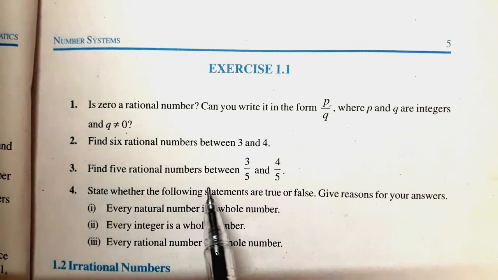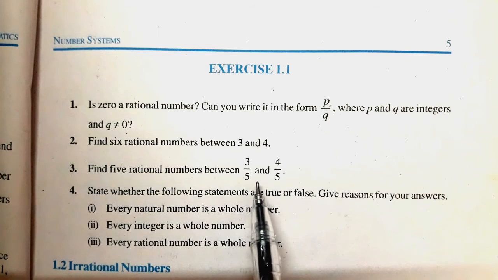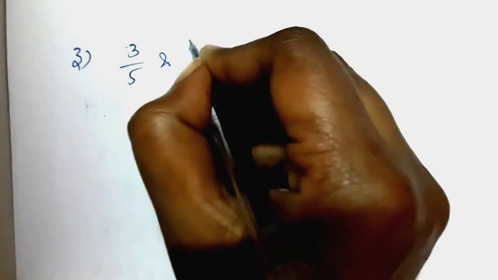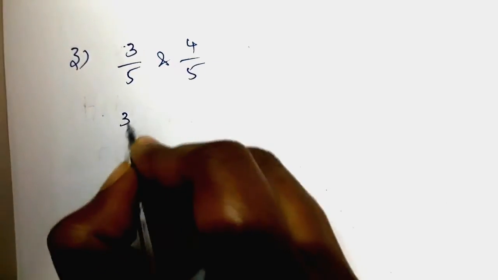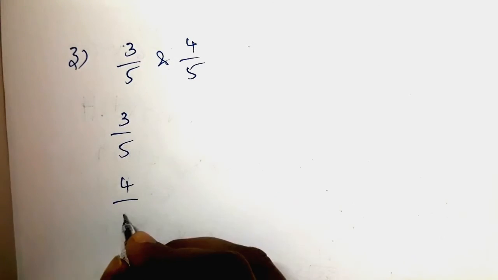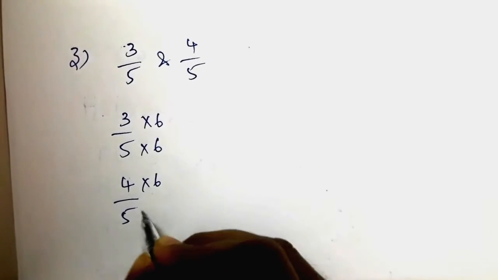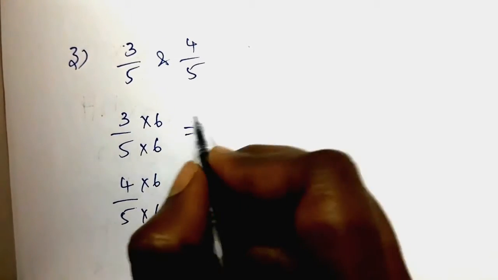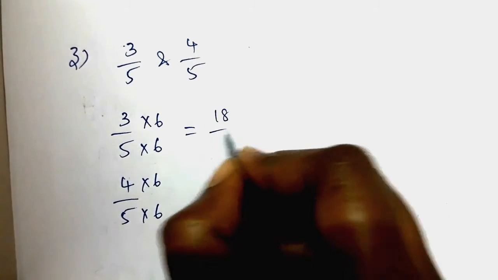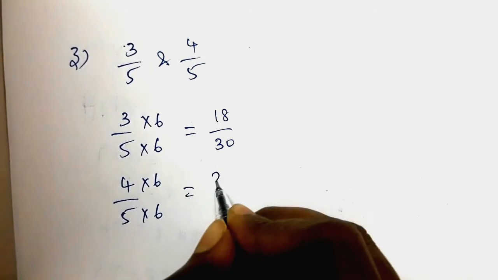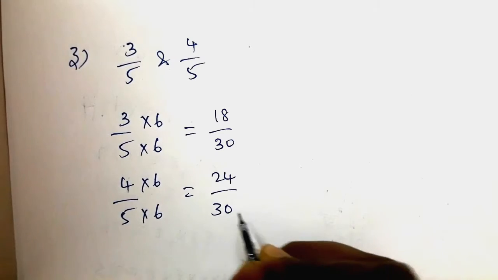Find 5 rational numbers between 3 by 5 and 4 by 5. Question number 3. 3 by 5 and 4 by 5. Here it is asking for 5 rational numbers. So I will take 6, above 5. Multiply both numerator and denominator by 6. We should get 3 6s are 18, 5 6s are 30. Here 4 6s are 24, 5 6s are 30.